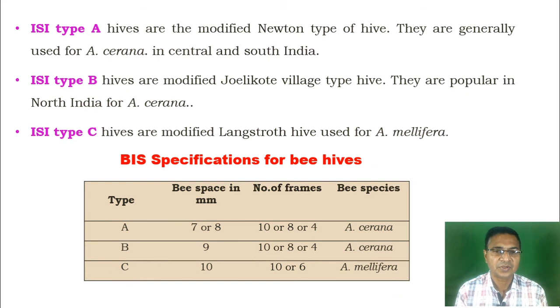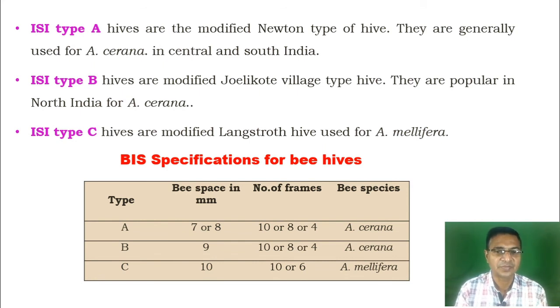Type B is the modified Jeolikote type of hive, which is generally observed in North India and reared for Apis cerana. Type C is the modification of the Langstroth hive, generally used for Apis mellifera. These are the specifications for the beehives as per the space and the bee species reared in the colony.